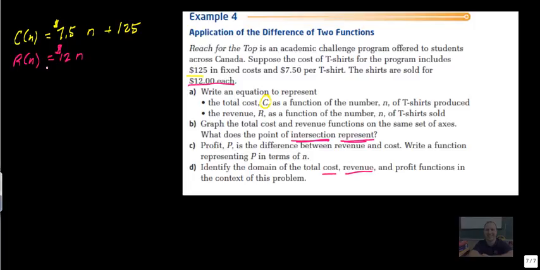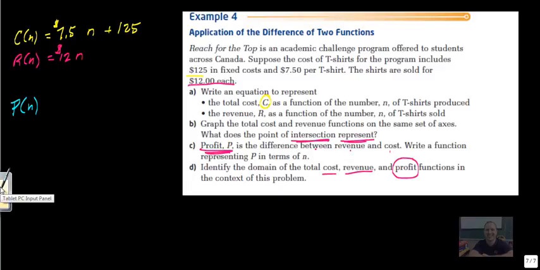But I guess the reason why we're doing this chapter is, instead of thinking through that and using only these two functions, why don't we come up with a third function, called a profit function? That's the difference between the revenue and the cost. And so the reason why we're doing this chapter is to simplify stuff like this. So profit is going to be what?